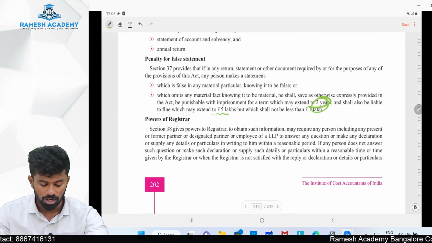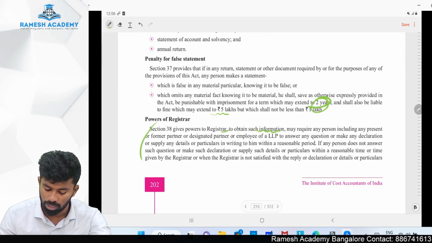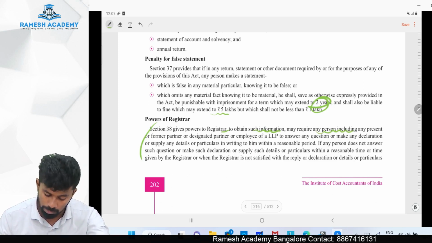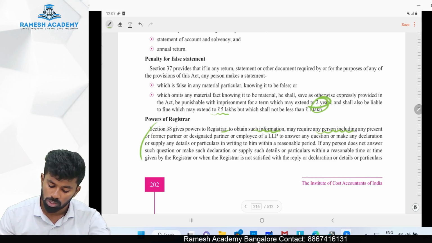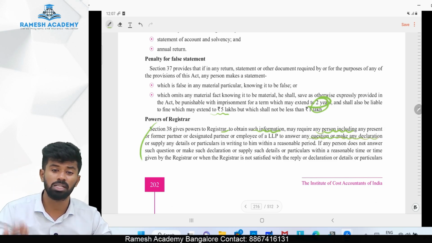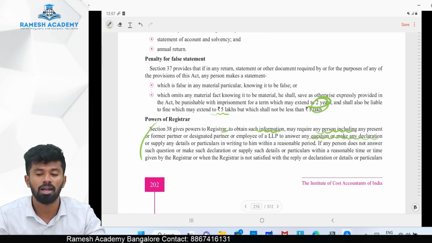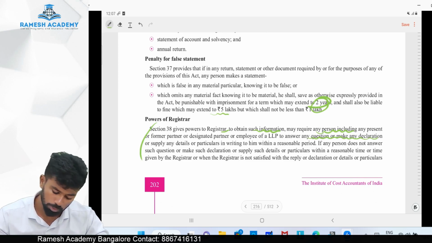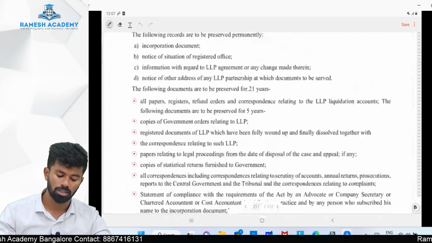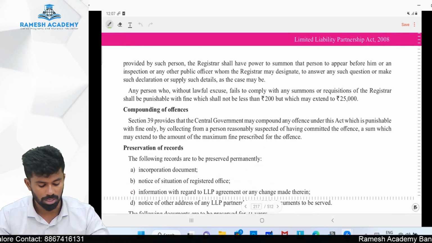Powers of registrar. Section number 38 gives the power to the registrar to obtain such information, and he may require any person, including a former partner, designated partners, employees of LLP, to answer any questions or to make any declaration. So he has the right to inspect, ask for explanations, and also he has the right to demand any person to appear before him and to provide the explanations. Okay, so then the partner should provide the explanations within the prescribed time.